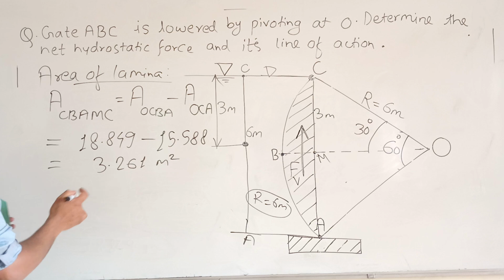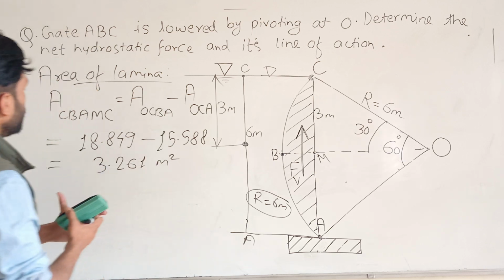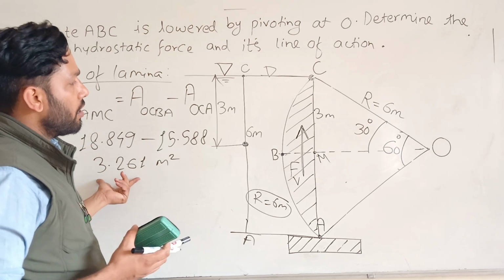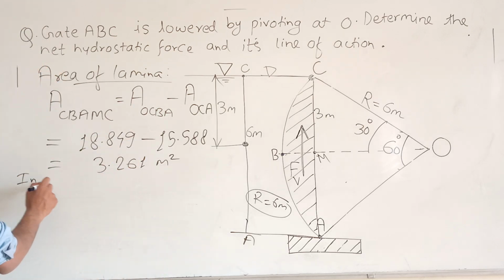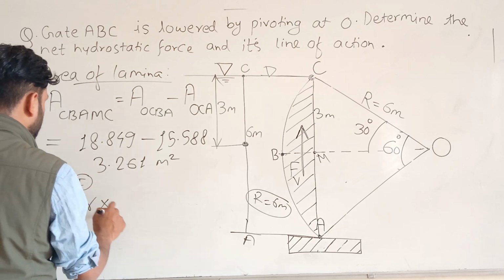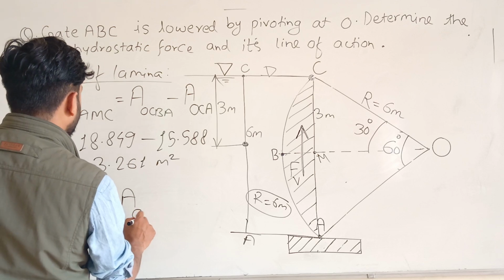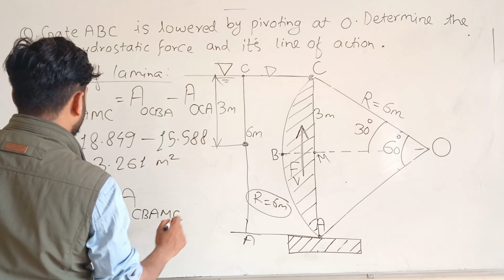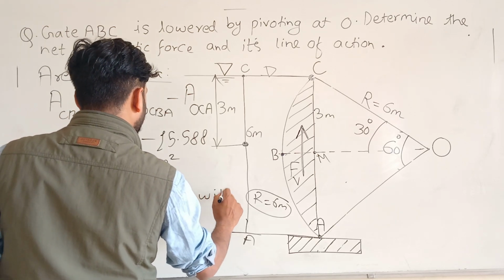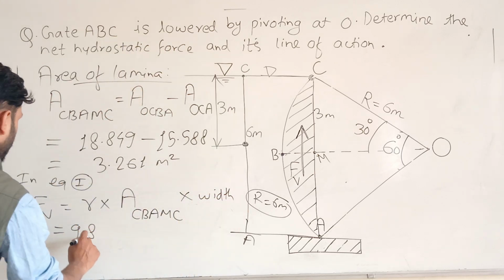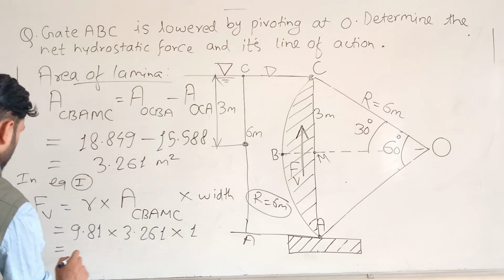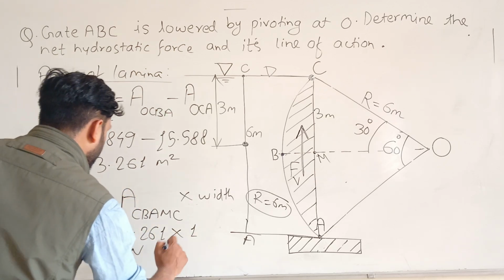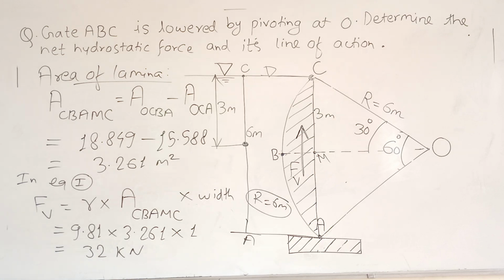Okay, now let's substitute the area of this lamina into equation number 1. In equation number 1, you are going to get the vertical force, that is gamma into the area of this lamina CBAMC into width. That is 9.81 into 3.261 into 1, which is 32 kilonewton. You get 32 kilonewton for the vertical force.